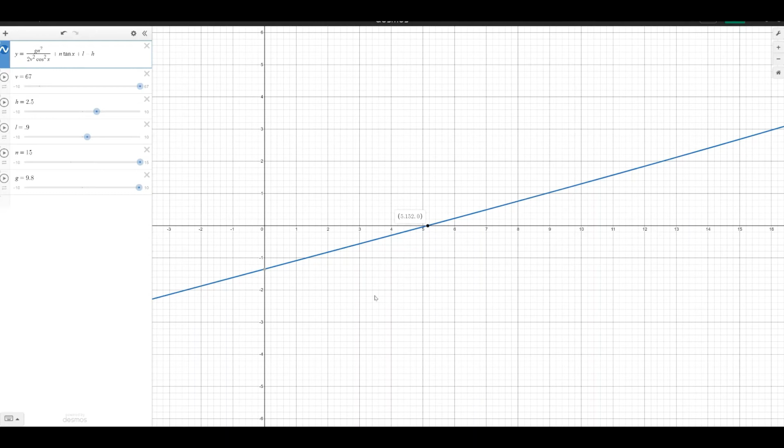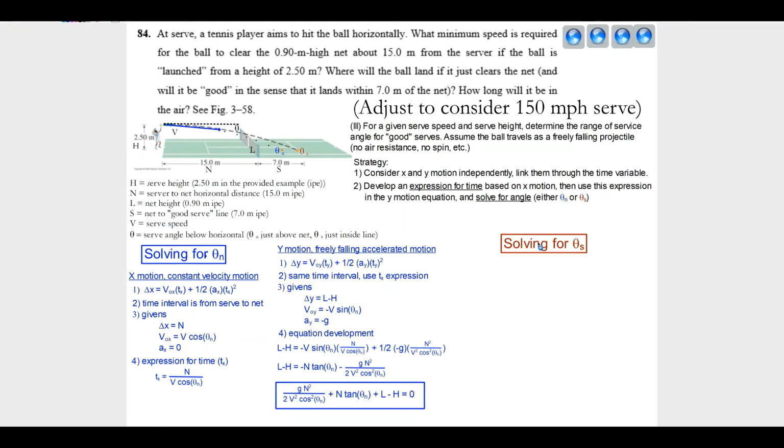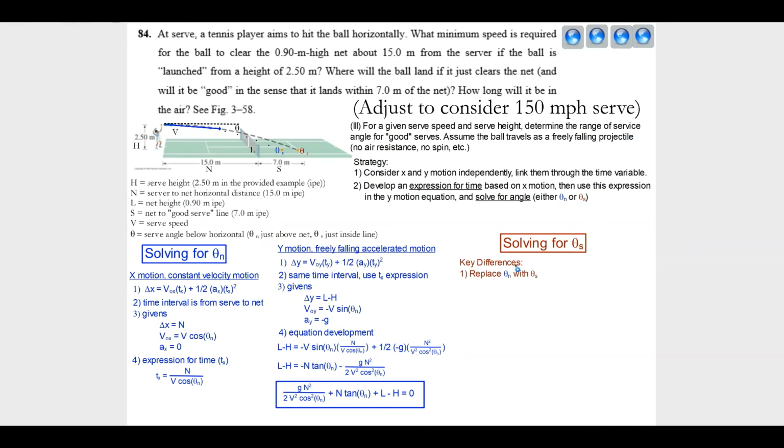So now what I need to do is go back to my original set of equations here and then solve for theta sub s. Some key differences from our other solution: we're just going to replace theta sub n with theta sub s. Also, the time interval is now going to be from the serve to the good serve line, so we're not going to consider the ball at this point. We're going to let the ball go all the way down here, and so that's going to change a few things from our solutions over here.